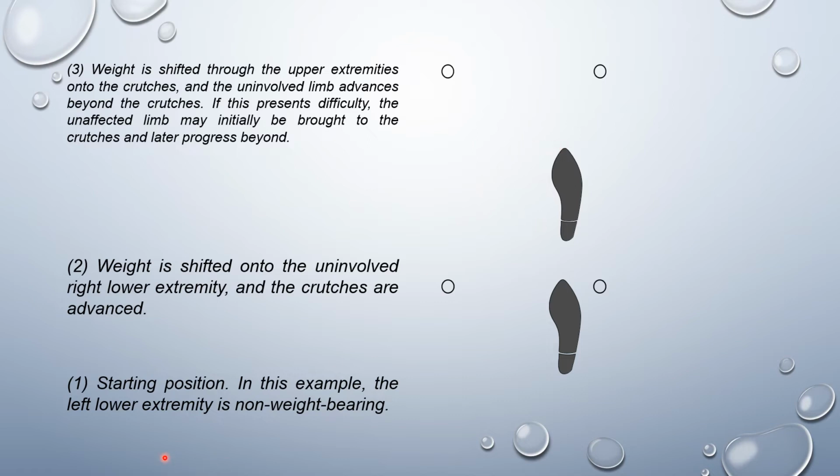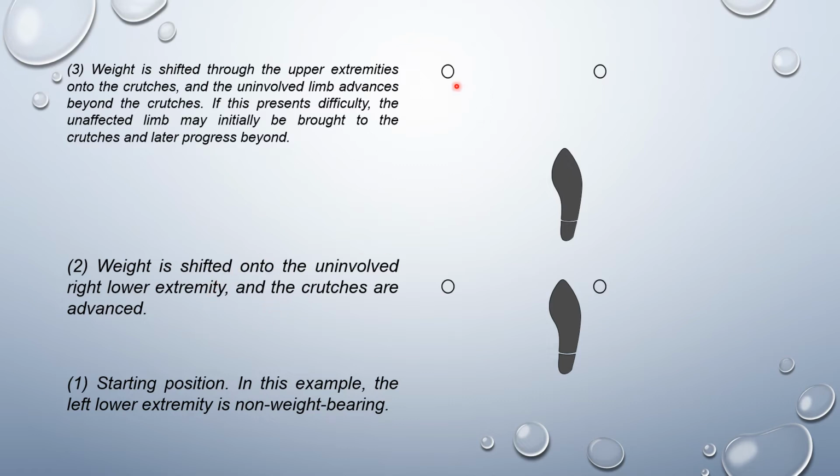So here, starting point or starting position. In this pattern, you have the left lower extremity non-weight bearing. So this is now your three-point gait non-weight bearing. Bakit 3? Tatlo lang po yung nakatouch sa floor. Isang leg lang ng crutch and the other leg of the crutch and then one foot. So weight is then shifted onto the uninvolved right lower extremity and then the crutches are advanced.